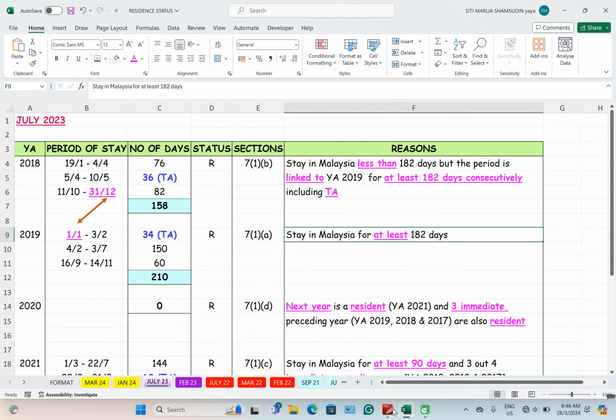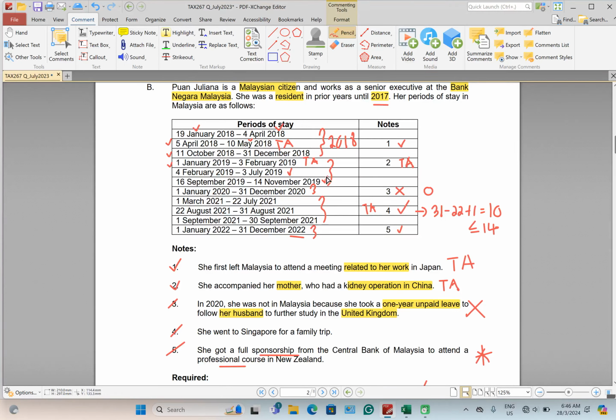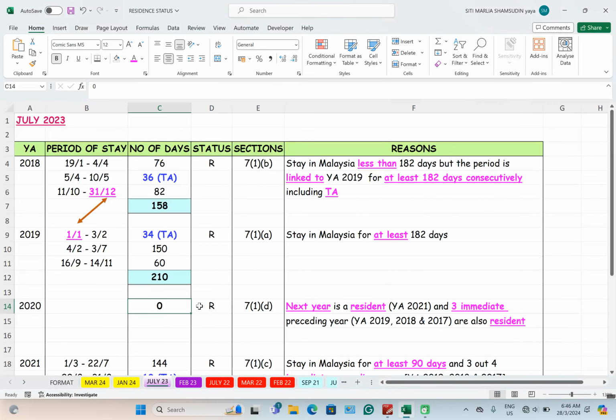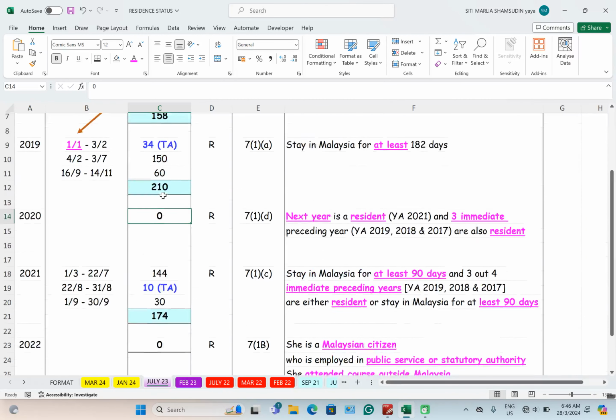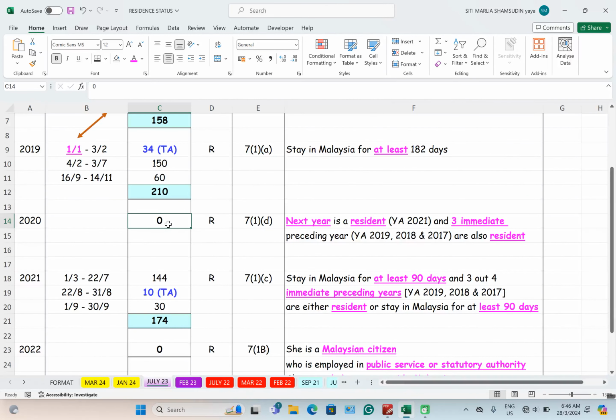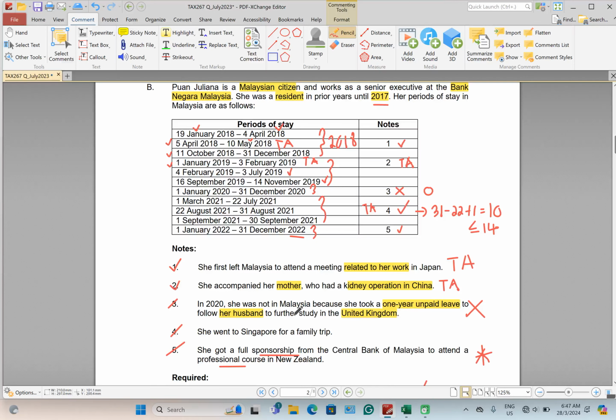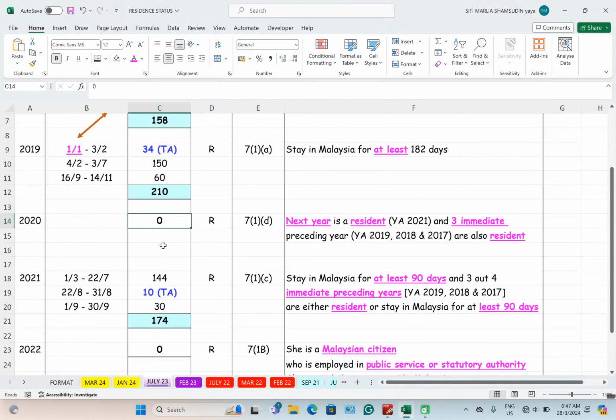Okay, next we go to YA 2020. So 2020, guys, number of days in 2020, number 3. Remember, this is not TA. So number 3 meaning to say, guys, number of days is 0. Very clear, number of days is 0. She was not in Malaysia at all. So she accompanied her husband to the UK. Normally, guys, when the number of days is 0, we cannot apply Section 7, subsection 1A, B and C.